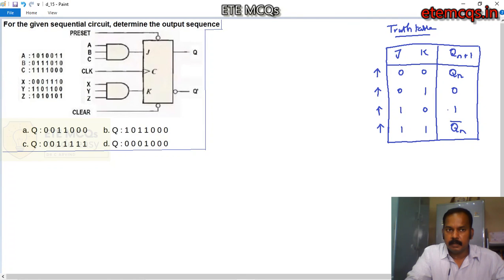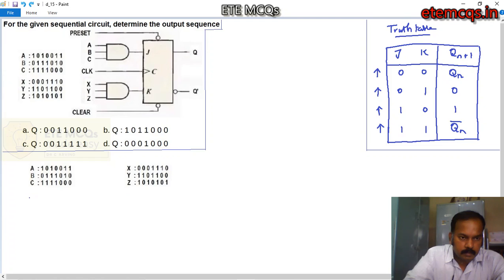J and K totally depend on A, B and C. J depends on A, B and C, and K depends on X, Y and Z. So based on the table that is given to us, the sequence of values given for A, B and C, as well as for X, Y and Z, let us try to trace out what will be J and what will be K. The sequence of values that will be given as input to J can be traced from the values of A, B and C. A, B and C, all three, are given as input to an AND gate.